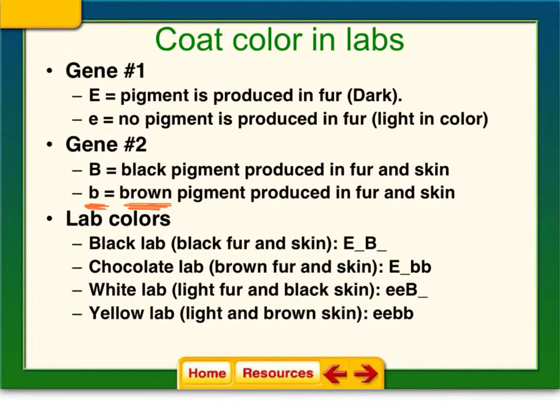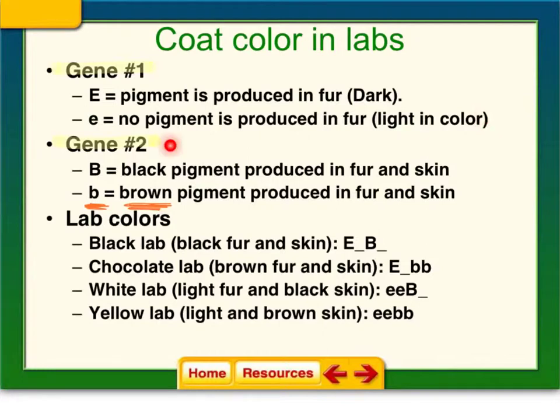Okay, let's explore more how these genes actually work with epistasis in Labrador retriever coat color. Again, there are 2 genes. We've got gene 1 and gene 2. In gene 1, we have the dominant allele E, which means that you have pigment produced in the fur, so this is dark all over. That is black or chocolate. We also have the recessive allele, little e, which means no pigment produced in the fur at all. That's light in color. That's like fur albinism. That's the white in the yellow labs.